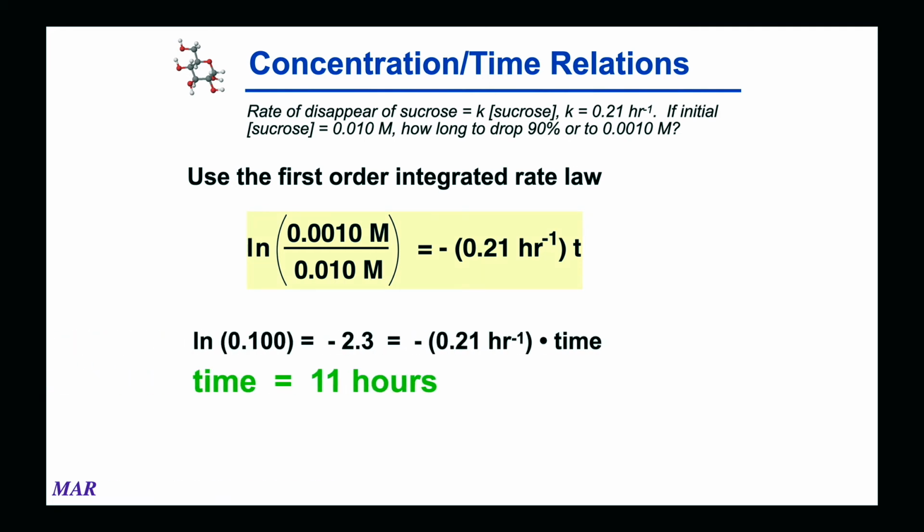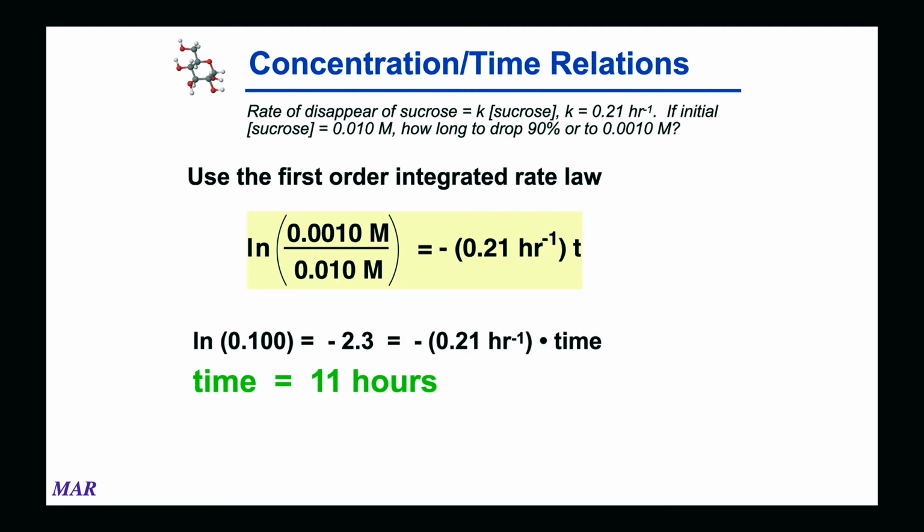So natural log of 0.0010 divided by 0.010 comes out to be natural log of 0.100. And if you put that in your calculator, that comes out to be minus 2.3. So natural log of 0.0010 divided by 0.010 is negative 2.3, and that equals negative kt. k is 0.21. Time is what we're solving for here. So time is going to equal negative 2.3 divided by negative 0.21. The negatives will cancel. We'll have a positive value, which I said earlier was so important.